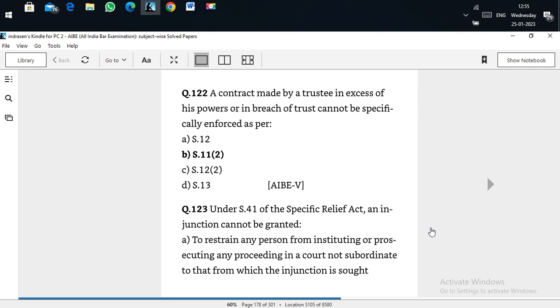A contract made by a trustee in excess of his power is a breach of trust and cannot be specifically enforced as per Section 11(2). Under Section 41 of the Specific Relief Act, an injunction cannot be granted to restrain any person from instituting or prosecuting any proceeding in a court not subordinate to that from which the injunction is sought.